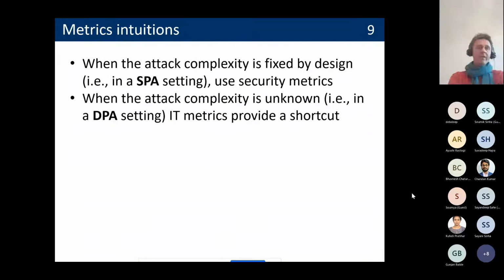Good. So what is the intuition behind this metric? Essentially, if you know the attack complexity because it is fixed by design, you have a countermeasure, you have a mode of operation such that any key that you manipulate can only be reused, let's say, 2 times or 3 times, because you have rekeying everywhere, then the security metrics are enough, because what you care about is security against SPA, which stands for simple power analysis. That means you know already in advance how many traces you can exploit, independent of the success rate that you want to reach, and SPA security metrics will be very simple.